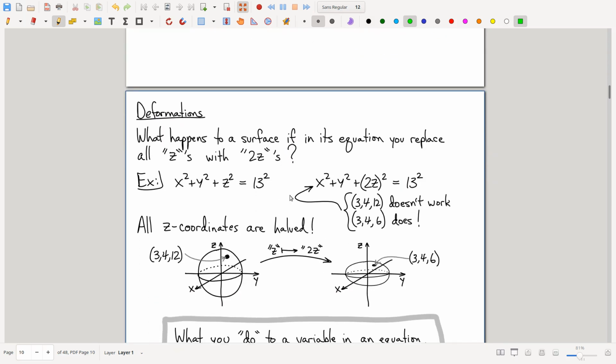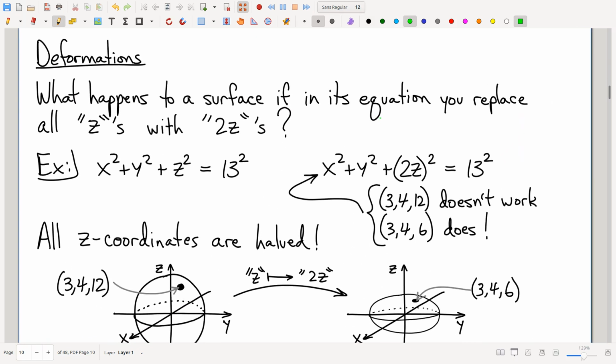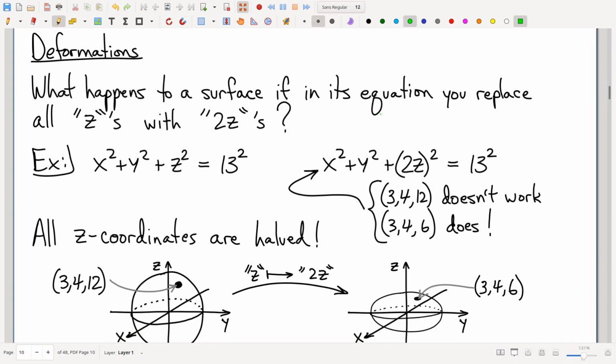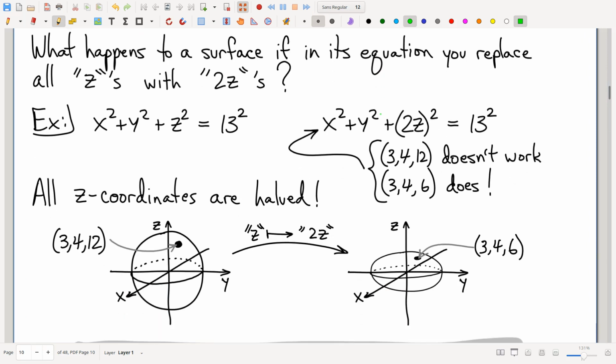Okay. All right. Now here's some more algebraic tools for equations of three variables. I'm just going to argue by example.